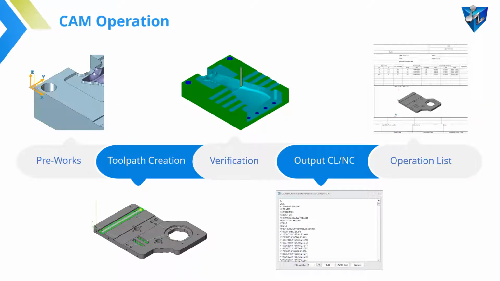In general, the whole CAM designing process can be divided into 5 parts. After your customer finishes the preparatory work, they can create a toolpath in ZW3D conveniently. After that, we can use the verification tools to check whether the toolpath is reasonable. When finished the toolpath creation and verification, users can output CL or NC with different pose configurations. Finally, users can output the operation list. Next, I will show you some detailed examples in the following slides.